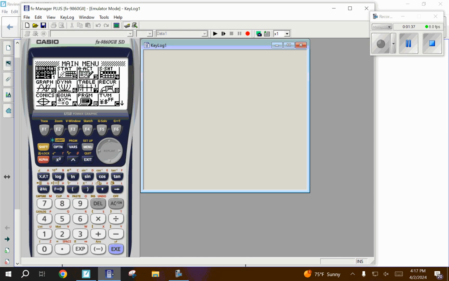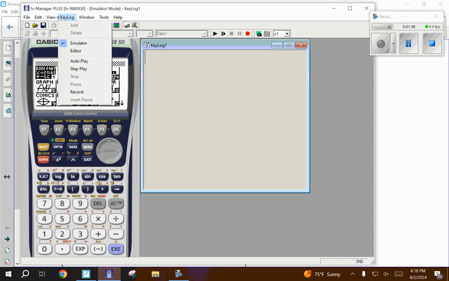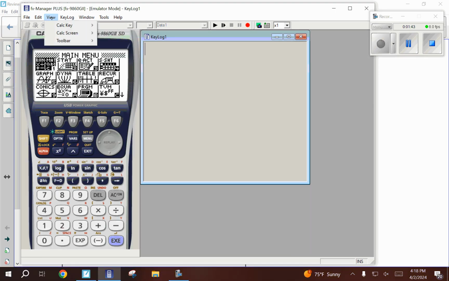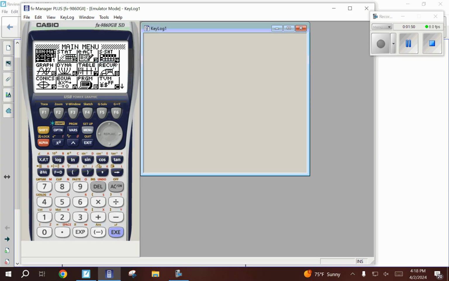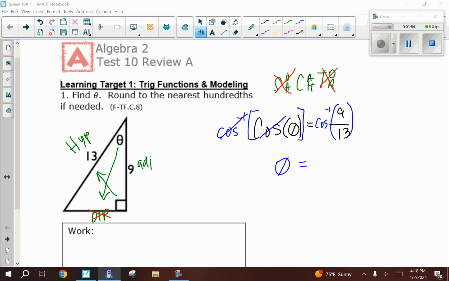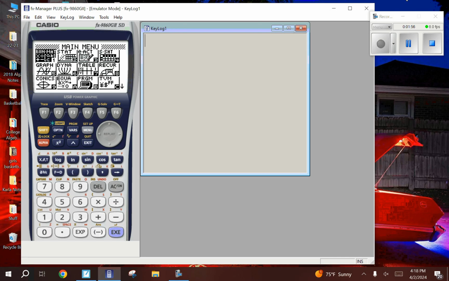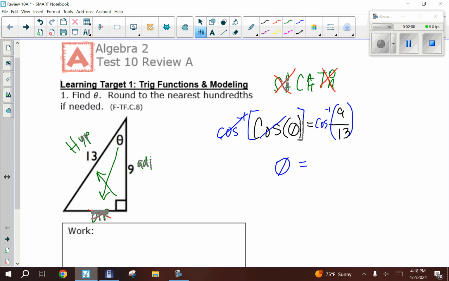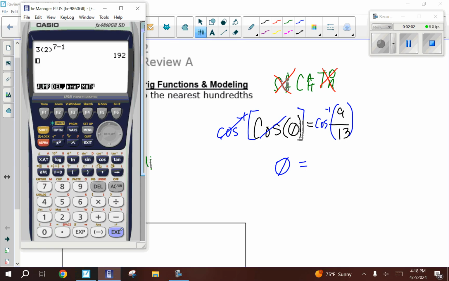Now I'm going to change some settings on my calculator really quick. So let me go into the view just so that I can see everything that I need to see when I shrink this screen down a little bit. Oops. I need to shrink this thing down. There we go. So first thing I want to do, let me clear all this out.